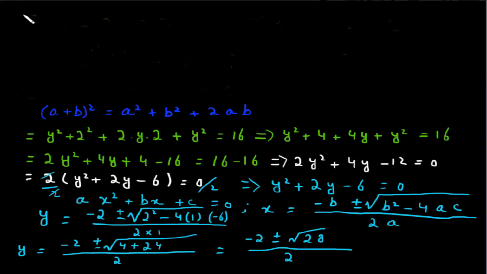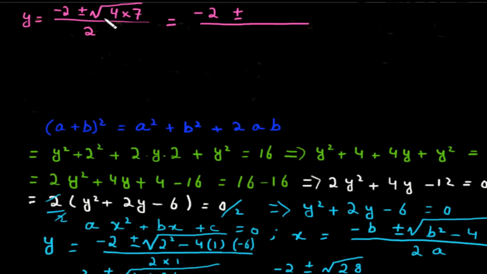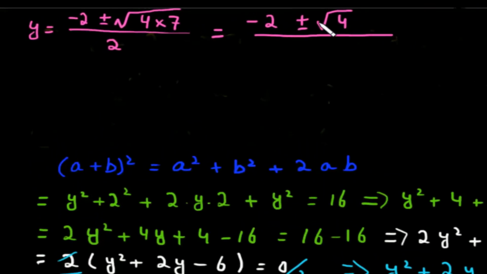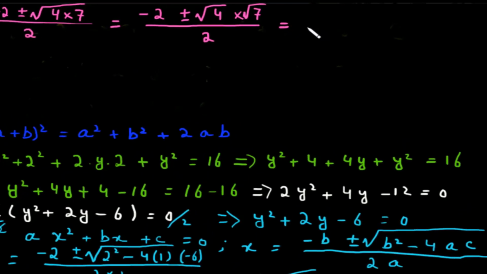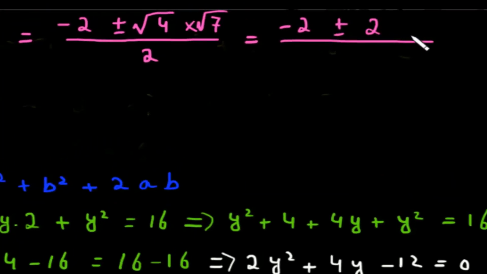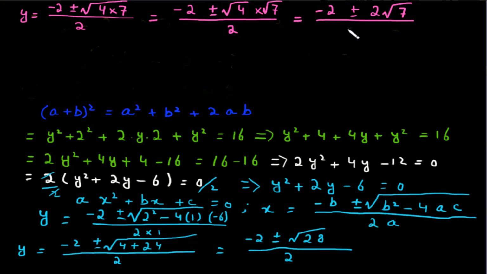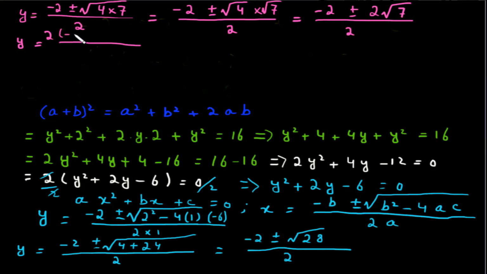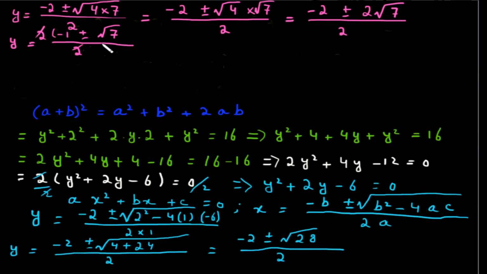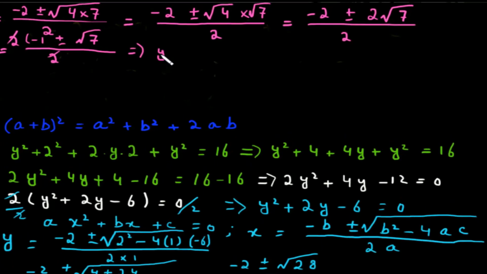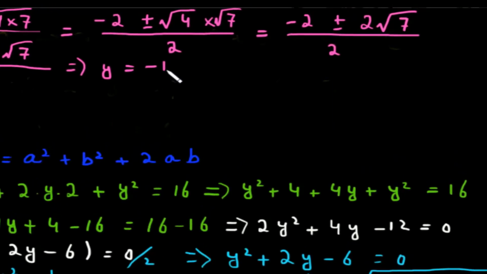So y will be equal to, this 28 can be written as minus 2 plus minus 4 times 7 divided by 2. And I have minus 2 plus minus, and it can also be written as square root 4 times square root 7 divided by 2. Now this square root 4 can be written as minus 2 plus minus 2 times square root of 7 divided by 2. Now I can take 2 common from here. So taking 2 common, I will come up with minus 1 plus minus square root 7 divided by 2. Now cancelling this 2 and this 2, I will only come up with y is equal to minus 1 plus minus square root 7.